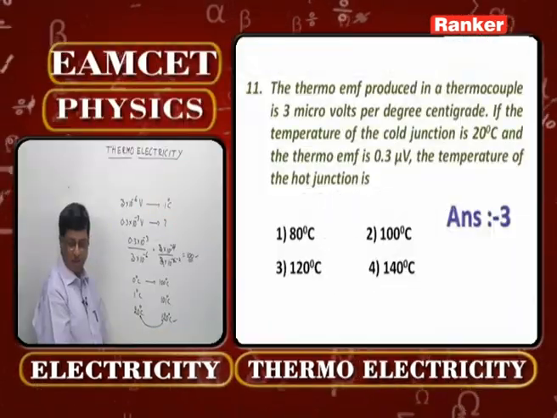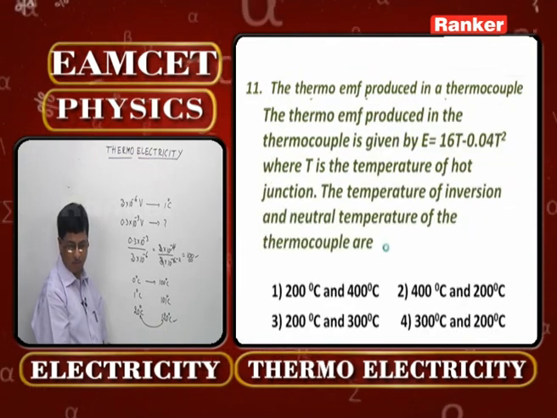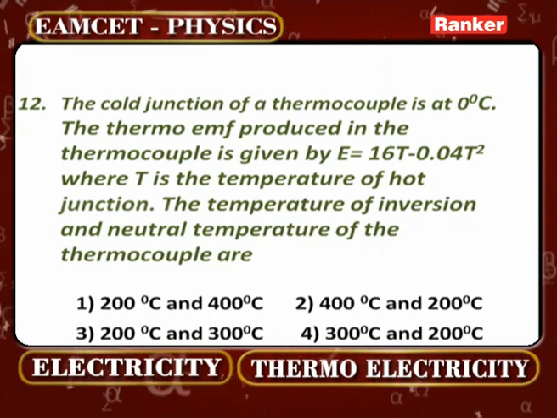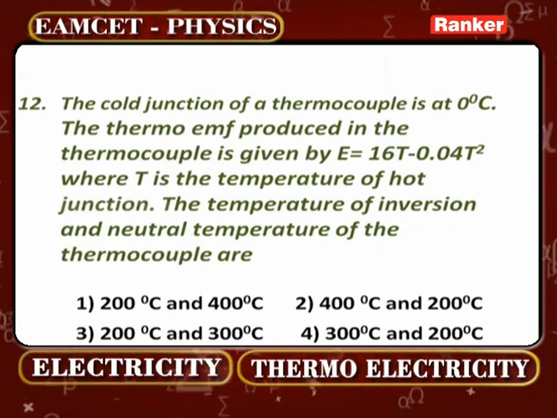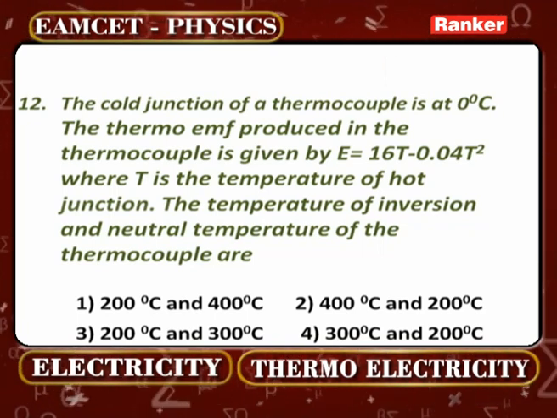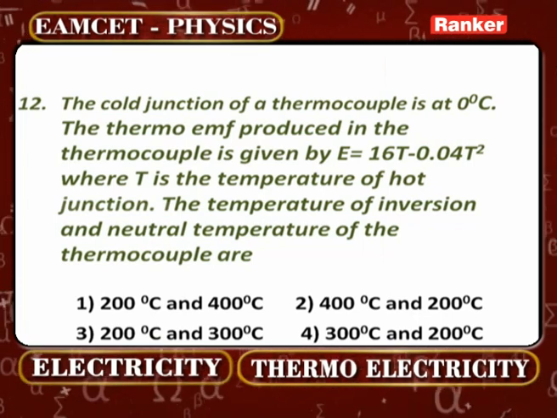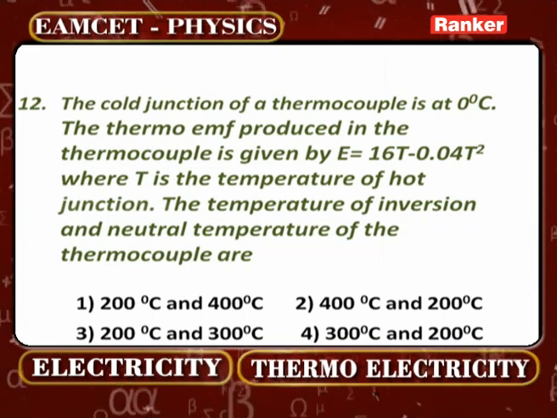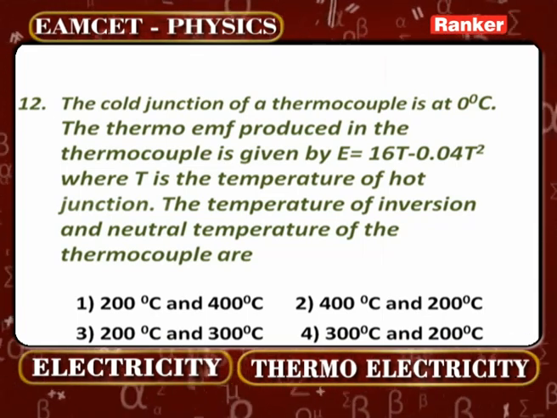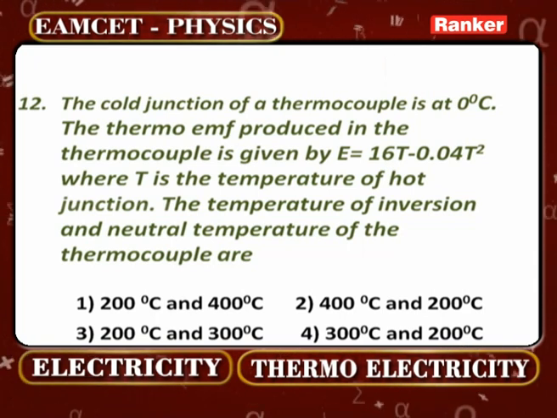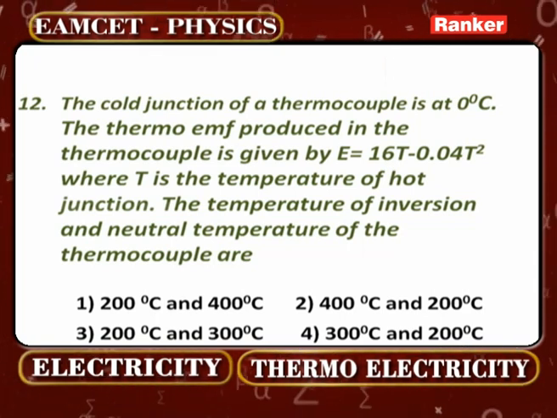Look at the next one, that is problem number 12 this time. The cold junction of a thermocouple is at 0 degrees centigrade. Thermo EMF produced in the thermocouple is given by E is equal to 16T minus 0.04 T square, where T is the temperature of the hot junction. The temperature of inversion and neutral temperature of the thermocouple are? This also has been one of the EAMCET problems of earlier years.